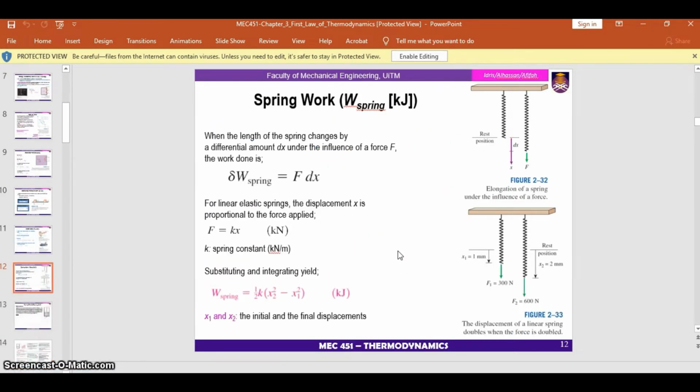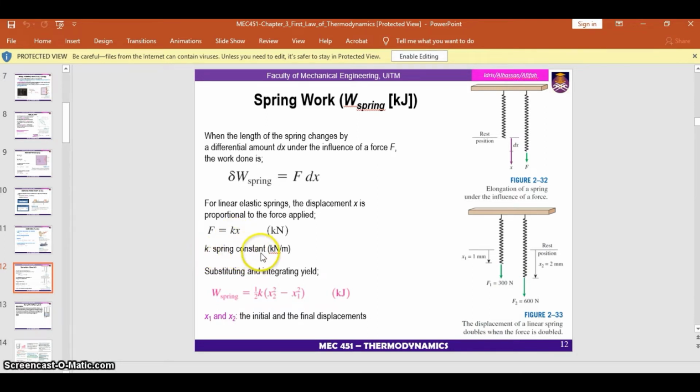Okay, we go to the spring work. Another element of work that can be calculated is spring work. Spring work also uses the formula work is equal to F force times ds, where ds is the distance of the point where the spring is moving, and F can be calculated by K times S, where K is the spring constant.